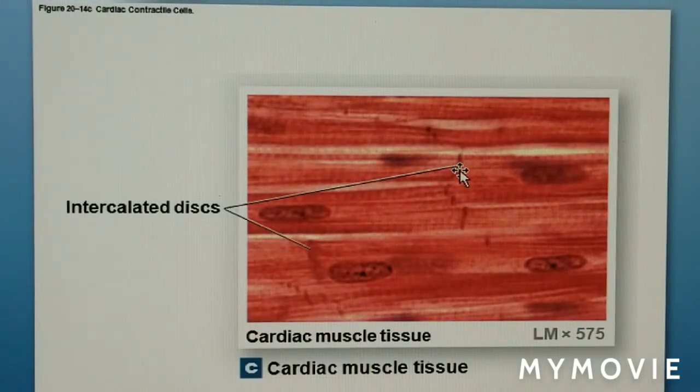Here, these dark lines that you can see, those are the intercalated discs, which when we're looking at skeletal muscle versus cardiac muscle, this is one of the distinguishing factors that we can see is the intercalated discs associated with cardiac muscle tissue.